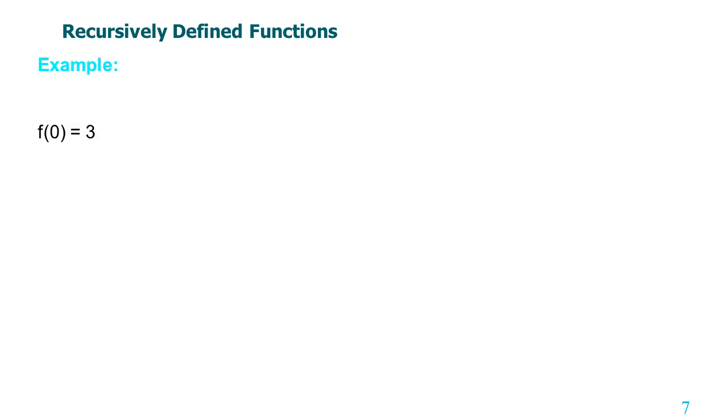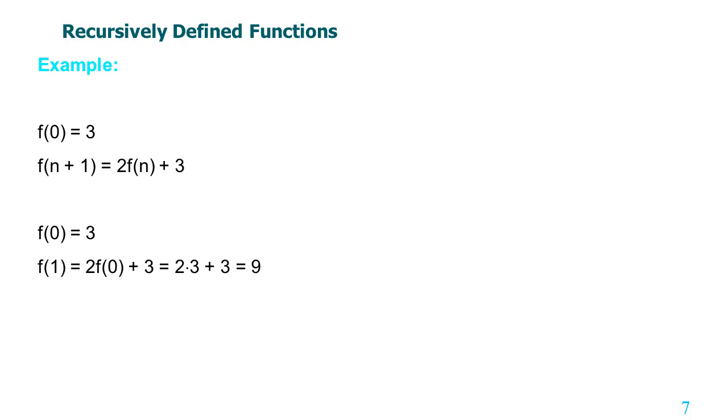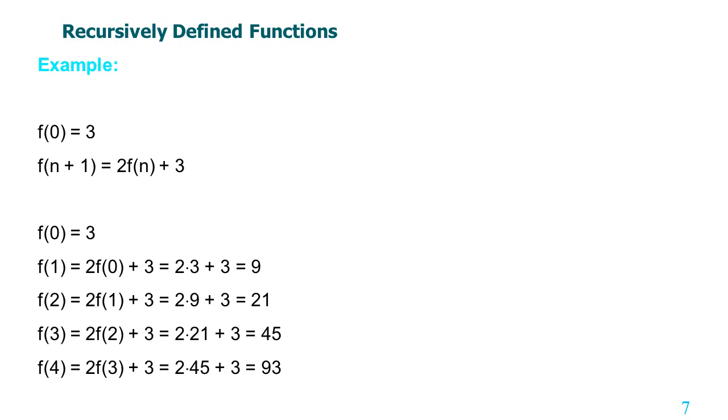For example, f(0) = 3, and the second expression defining the recursive function is f(n+1) = 2 f(n) + 3. Here f(0) = 3, then f(1) = 2 f(0) + 3. Now f(0) is defined as 3, so putting the value, 2 into 3 plus 3. In this way we can find f(2), f(3), f(4), etc. by putting in the value found in the previous term.